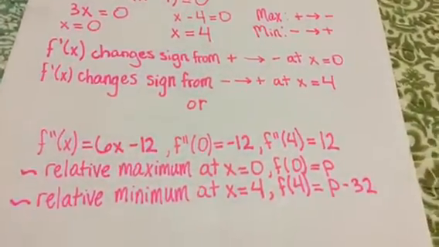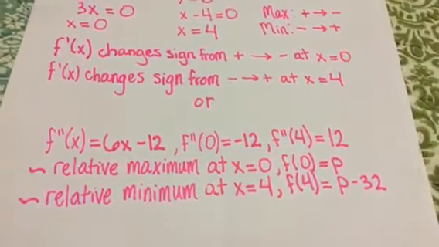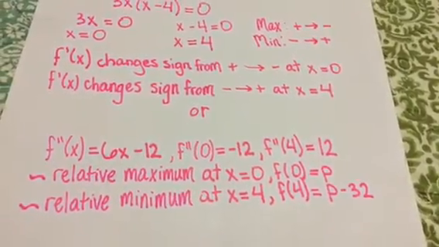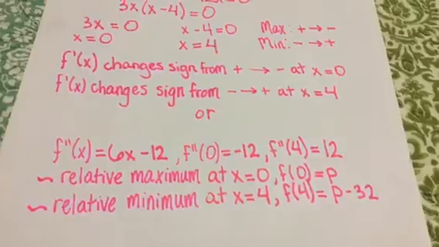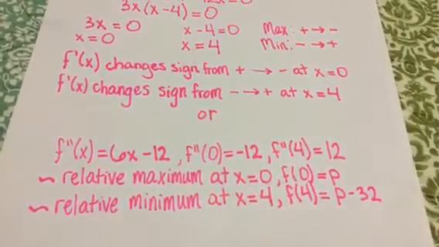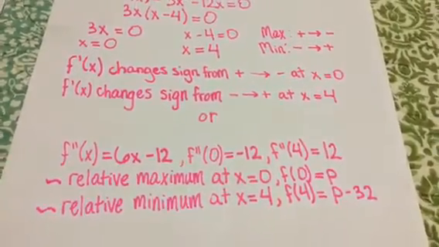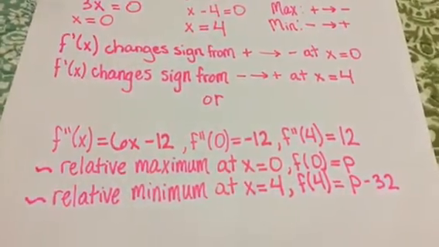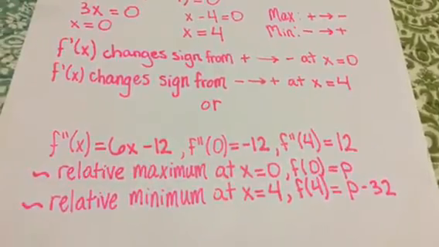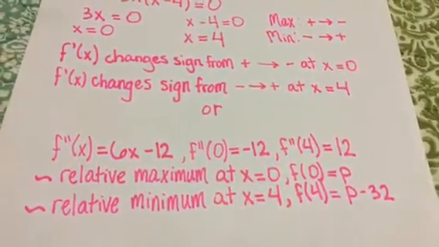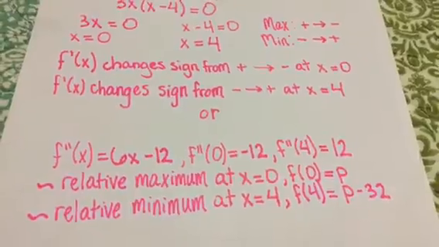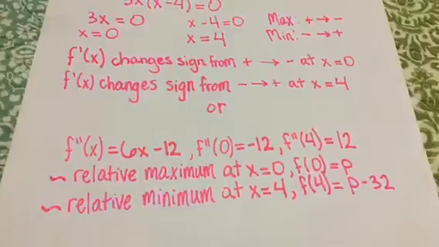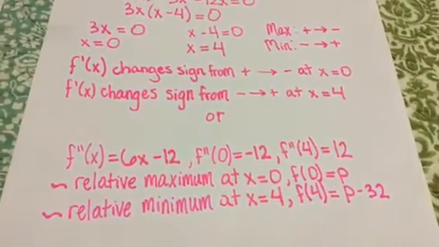So the best way to do this would be to find the second derivative. Now the second derivative, if it is negative, then it would be concave down, and so it would be a maximum. If it is positive, it would be concave up and a minimum. The second derivative is 6x minus 12. And if we plug in these numbers 0 and 4, f double prime of 0 is negative 12, and f double prime of 4 is 12. So that means there will be a relative maximum at x equals 0, and a relative minimum at x equals 4. Now the problem does say to write it in terms of p.